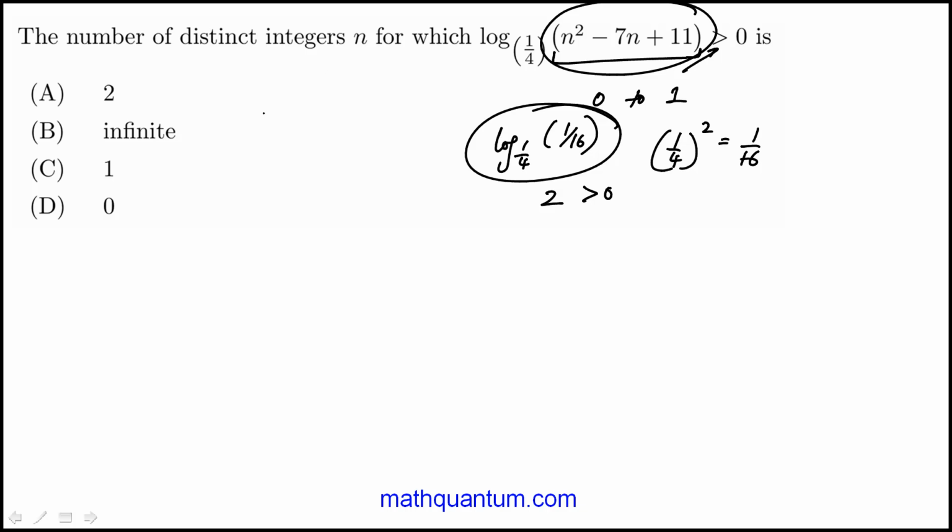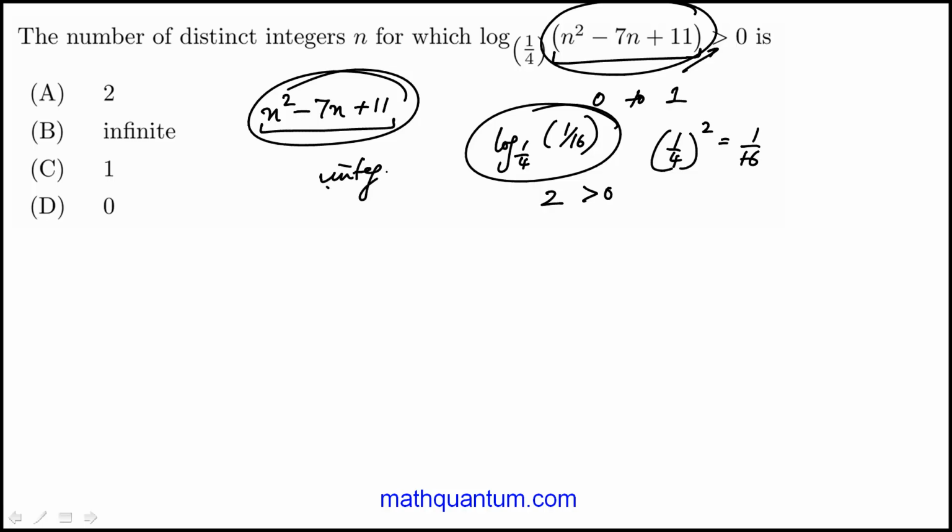Now, the problem is we're given that n is an integer. So if n is an integer, then this whole thing is an integer. And we can't get it to fall between 0 and 1. It has to be a whole number. It could be 1, it could be 0, it could be -1, but it can't fall between 0 and 1. So therefore, there is no solution. The answer is D.